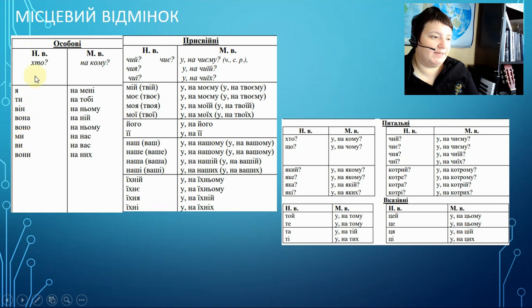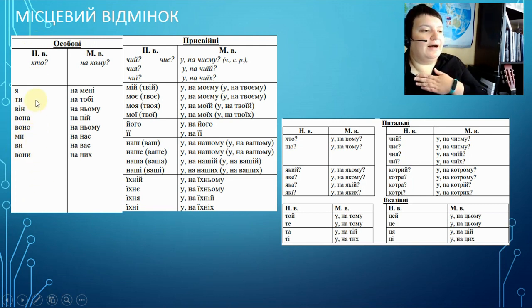So, nominative case. This column – я, I, ти, you, він, he, вона, she, воно, it, ми, we, ви, you, вони, they. В мене є відео про різницю між ви і ти. Поцікавтеся, якщо досі ще не знаєте.